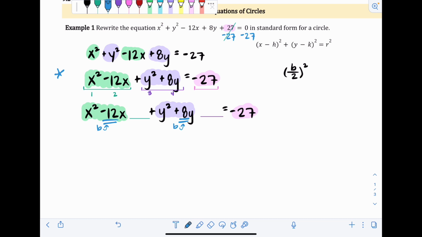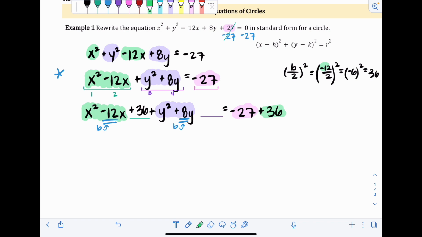So I'm going to do the x's first. So b will be negative 12. So it'll be negative 12 over 2, and then we'll have to square it. So negative 12 divided by 2 is negative 6. And then if we square it, we get positive 36. So I would add in a positive 36 right here. And then I can't just add in a number to the equation, it's going to throw it off balance. So if I add a 36 over there, I also have to add it to the other side of the equal sign. So I'd add it to the right side as well.